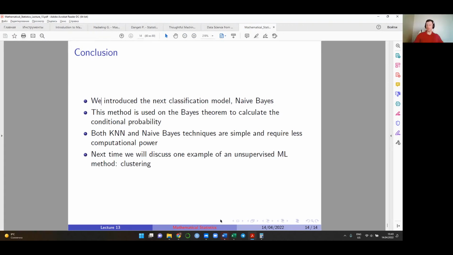Next time we will have the last lecture on statistics. And I will try to prepare for you one completely different method from unsupervised learning, which is called clustering, when we are trying to search for some common patterns in the data. So when we don't know whether this data is grouped by some criterion or not, and we want to group this data automatically.